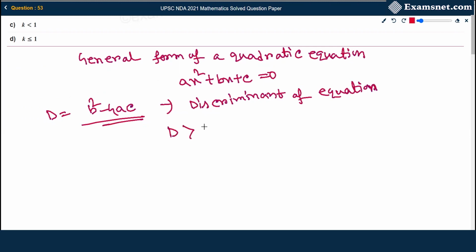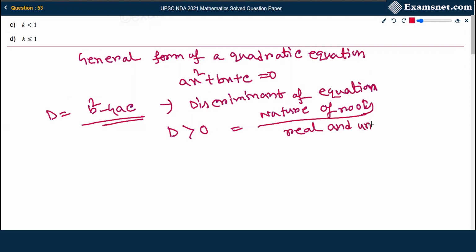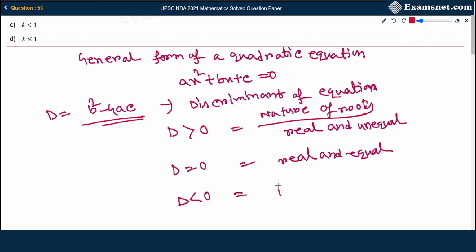How? If we say D greater than 0, that means the nature of roots are real and unequal, right? Real and unequal. If D equals 0, then the roots are real and equal. Okay, and if D less than 0, we can say roots are imaginary. This is a very important concept. We should know before we start with the solution.